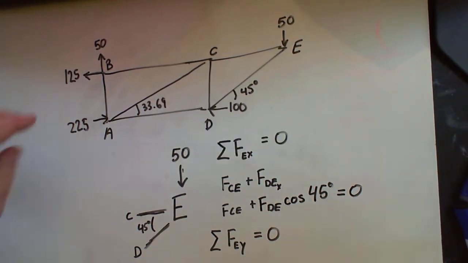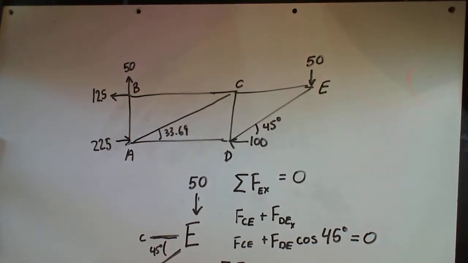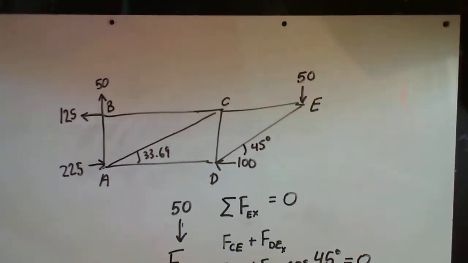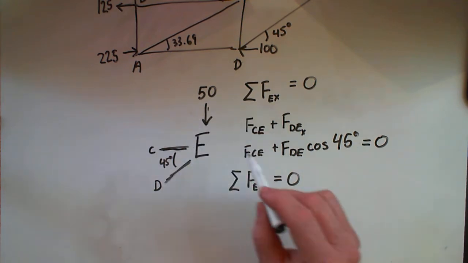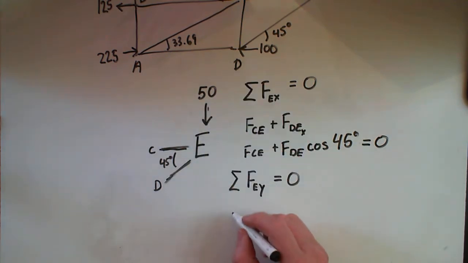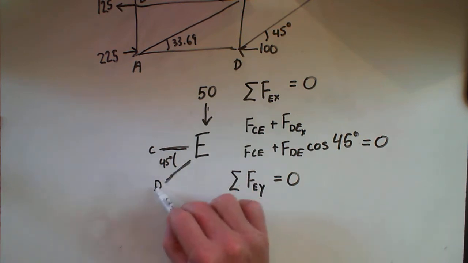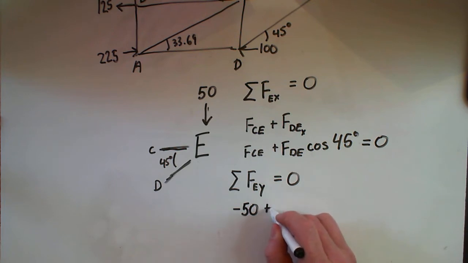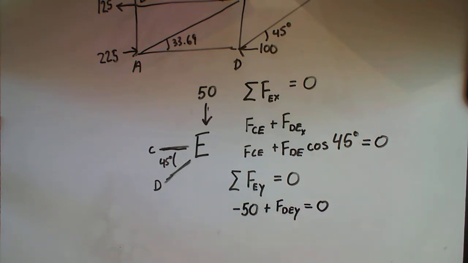But if we look at the y, we see things are a little bit different. In terms of the y, we only have one unknown. Our sum of y's, now what y's do we have? We have this 50, and it's coming down, so that would be a negative 50. And then we have whatever this is. So that's going to be F of DEY. Those are the only 2 vertical forces that are at point E, and so we know that the sum of those 2 equals 0.